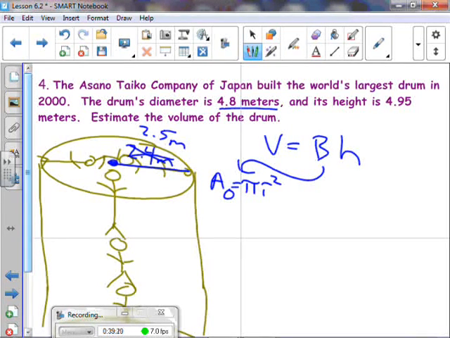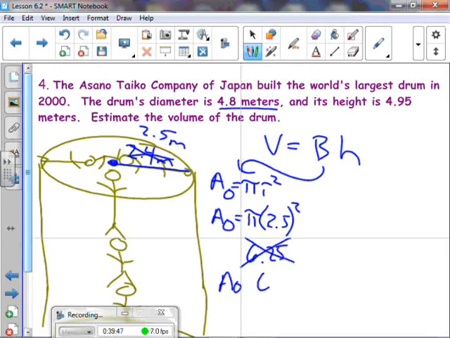And when I plug in for the radius, I get area of the circle is equal to pi times 2.5 squared. Okay? 2.5 times 2.5, 25 times 25, gives me... 2.5 squared is 6.25. And here's where the beauty of estimation comes in. That's now a 6. And it's approximately equal to 6 pi meters squared. Okay? Now I'm going to talk about the height.